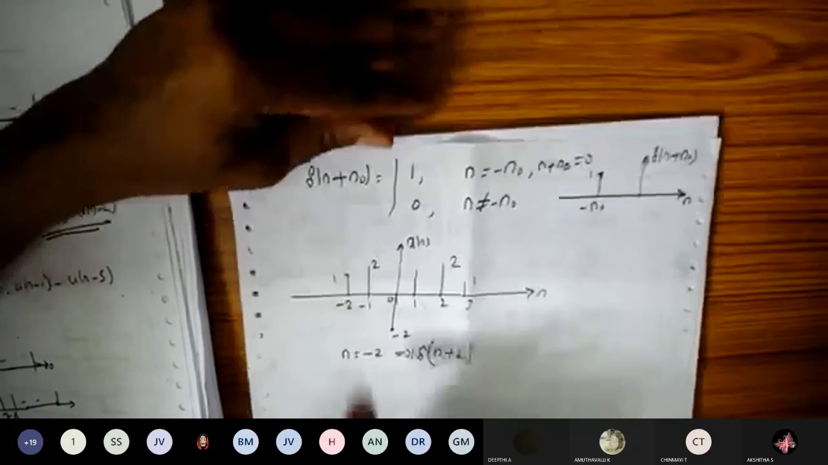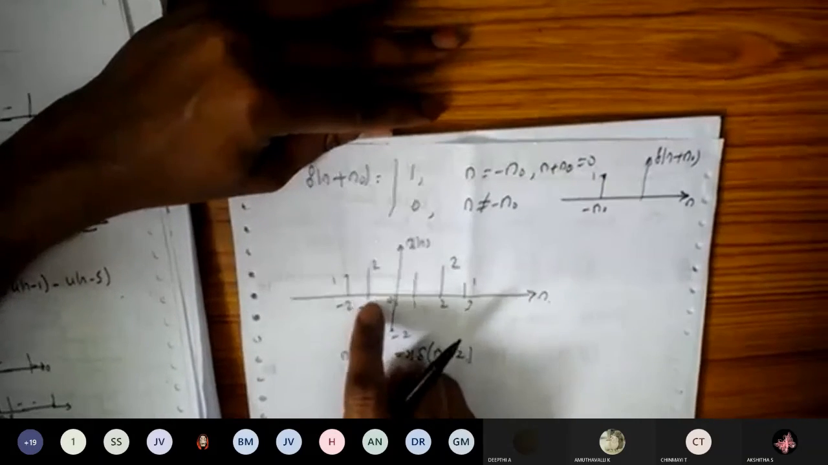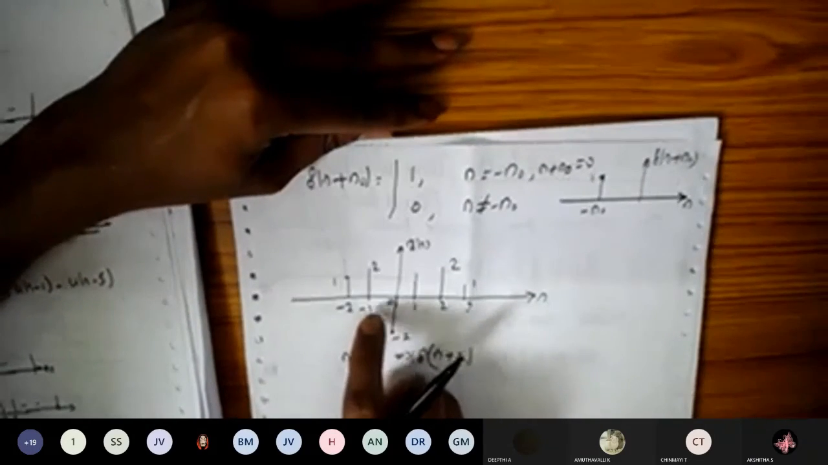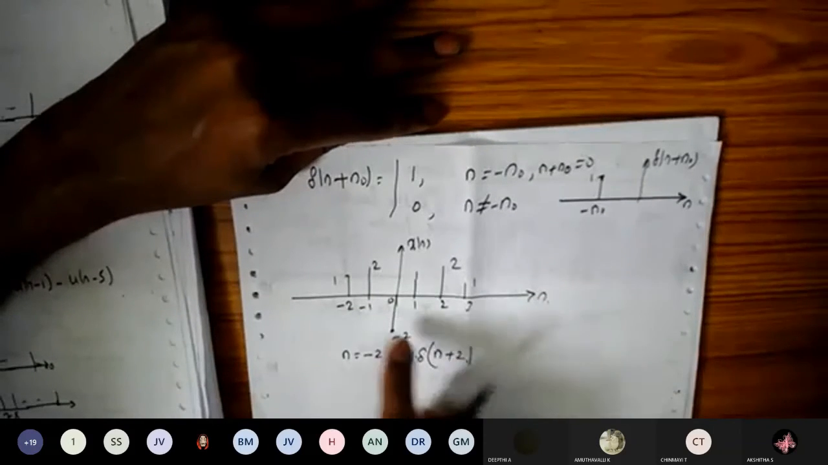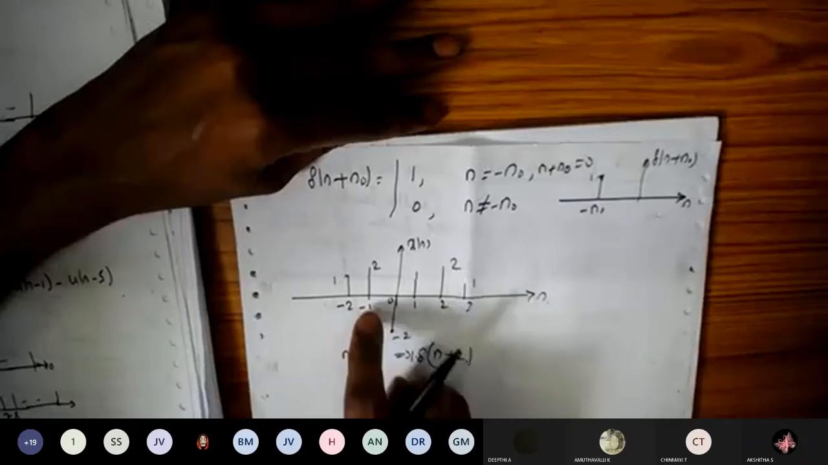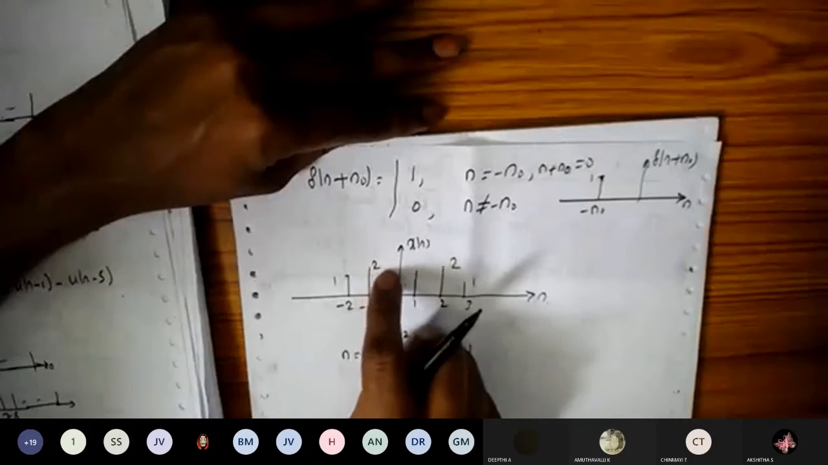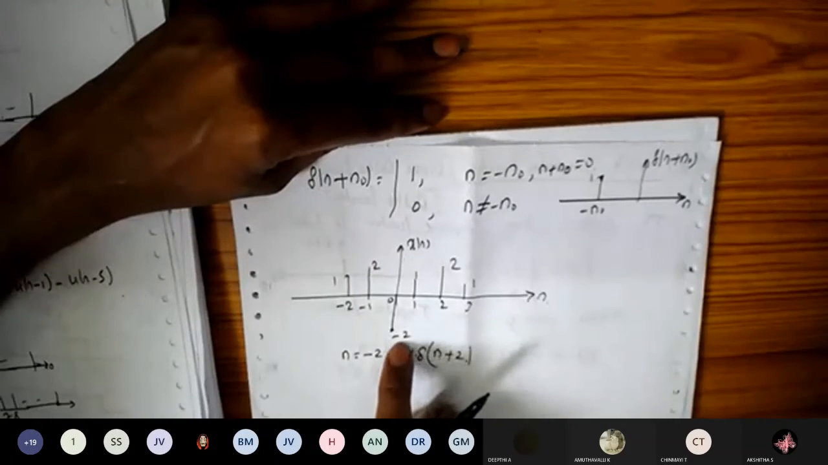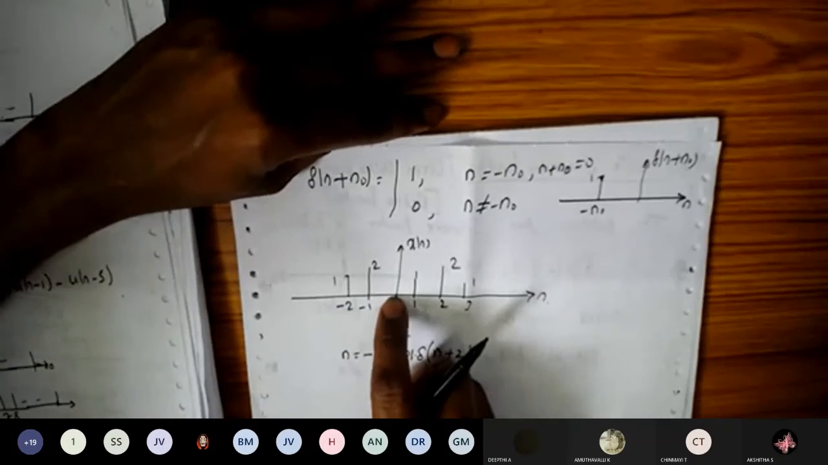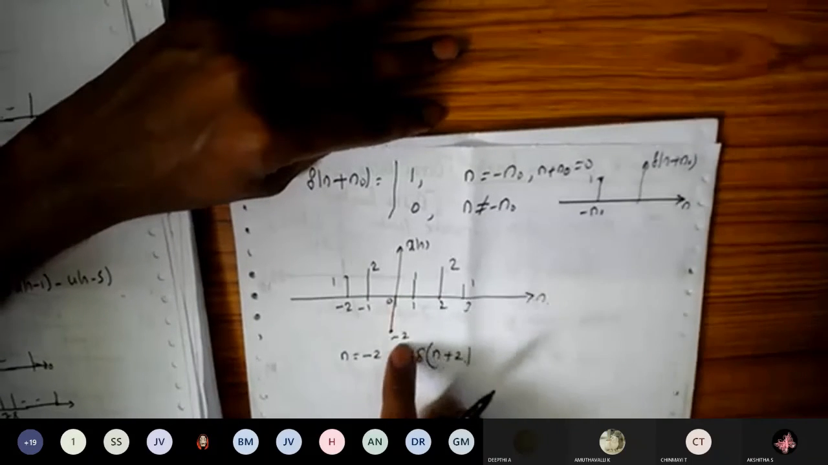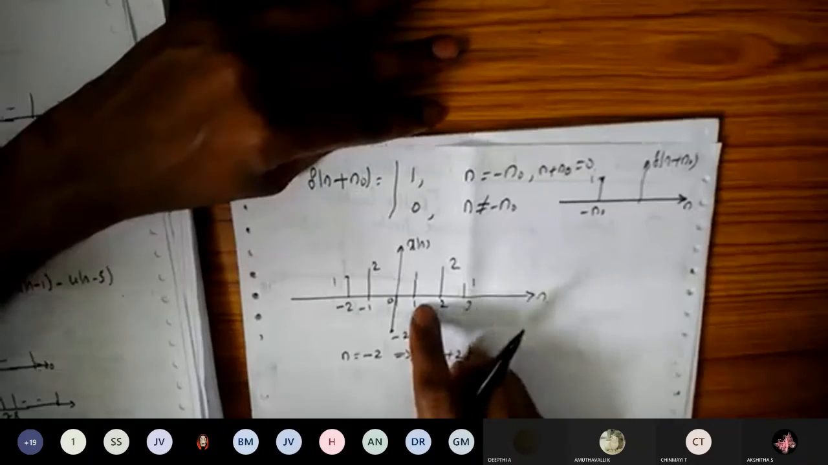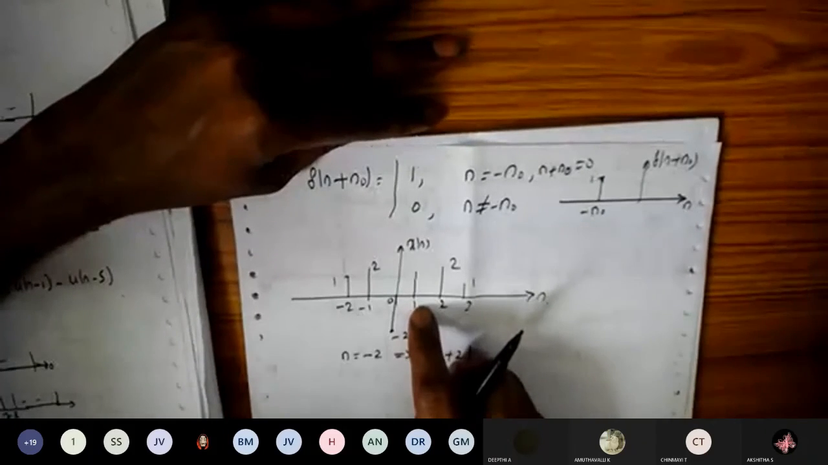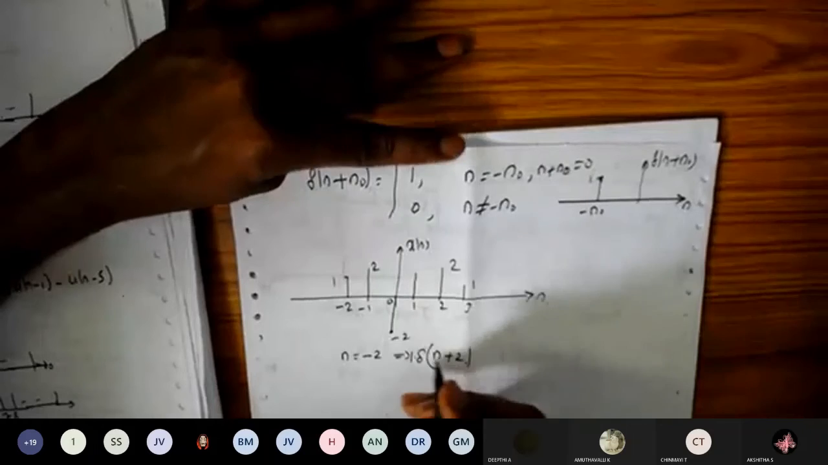Similarly, for this one we can express as delta of n plus. This is at minus 1. Minus 1 means in the impulse function it will come as n plus 1. So delta of n plus 1 multiplied by 2. That is a scaling factor. So this is minus 2 here. At n is equal to 0, this will come as delta of n multiplied by minus 2. So minus 2 into delta of n. This is at n is equal to 1, so delta of n minus 1 will come here.